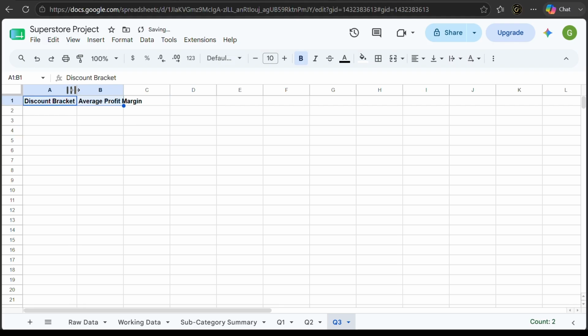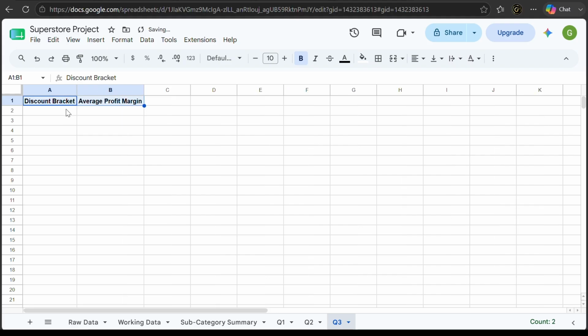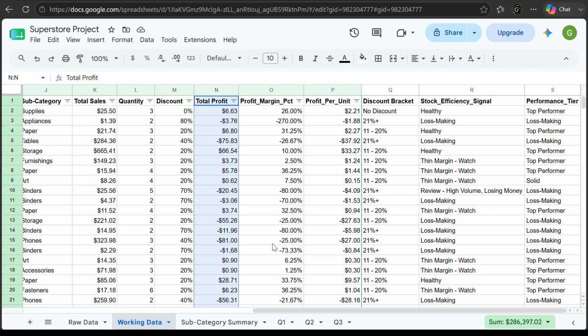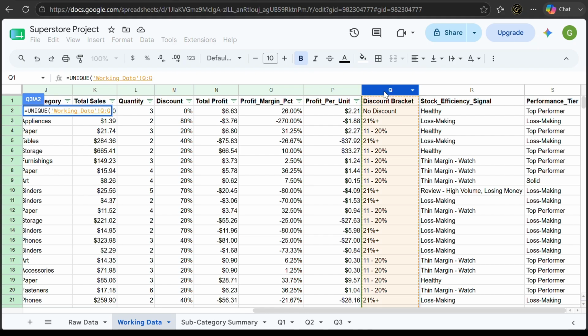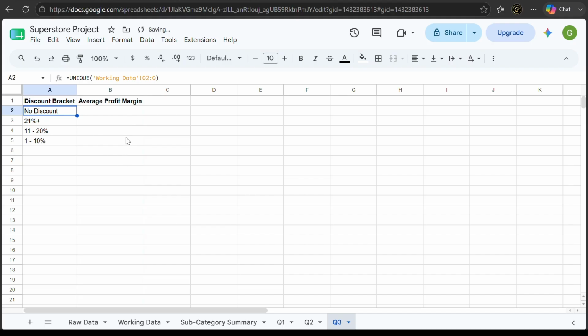I would like to see what we have here properly. So now in working data, we have different discount brackets. Right, the discount brackets were from Q2. So I'm just going to select the unique discount brackets that are here. I'm going to say equals UNIQUE, and I'm going to open this. Then I'm going to come to our working data. I'm just going to select column Q here, and because I want to start from the second value, I'm going to filter out all the unique discounts.